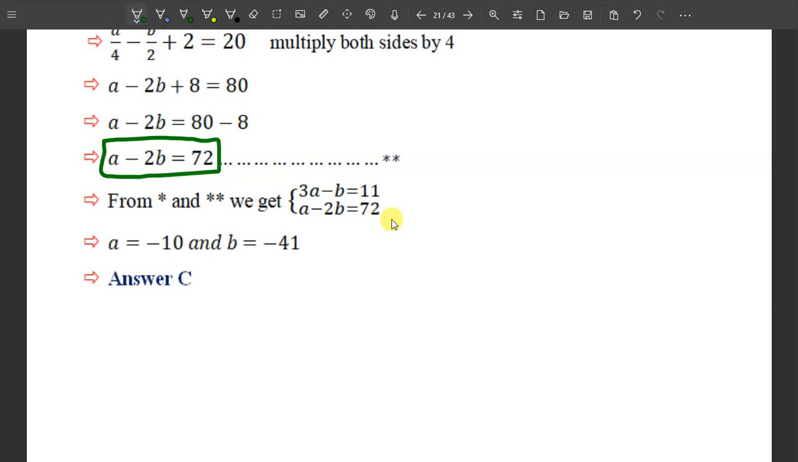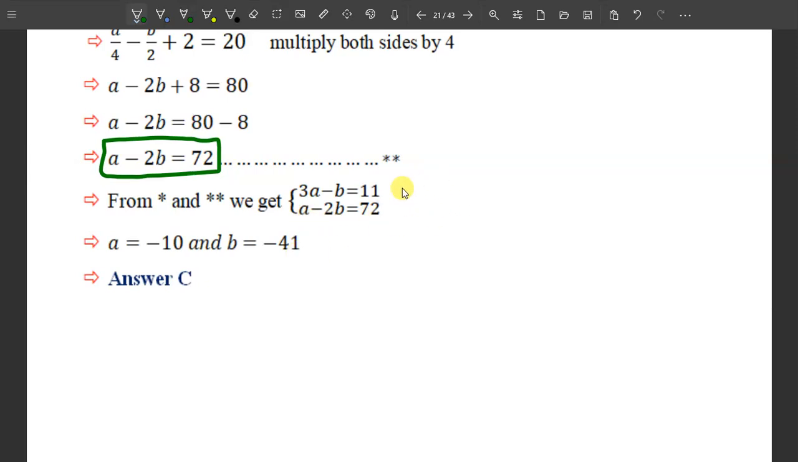That is actually similar to the method you have learned in grade 9, but Cramer's rule is also different. You can apply Cramer's rule to find a and b. After solving this system of linear equations, we will have a equal to minus 10 and b equal to minus 41. How can we use either of those methods? Let us see.